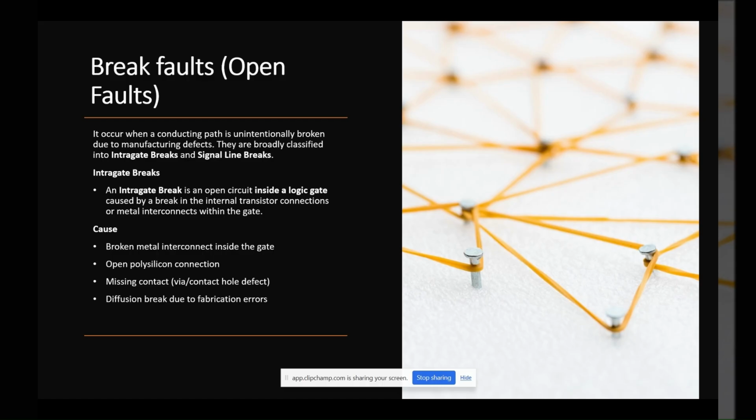An intra-gate break occurs internally to the gate. It's an open circuit inside a logic gate caused by a break in the internal transistor connection or metal interconnects within the gate. It may disconnect the source, gate, and drain of the transistor. It causes metal interconnect inside the gate to be broken. An open polysilicon connection may cause this, or a missing contact, like a via hole defect. Sometimes the diffusion process also, due to fabrication error, causes intra-gate breaks.